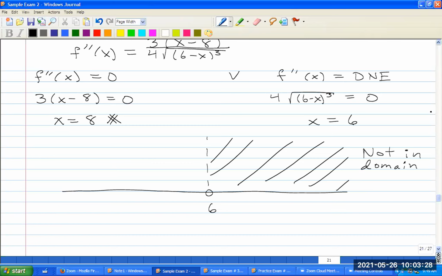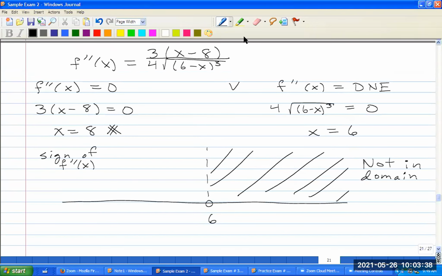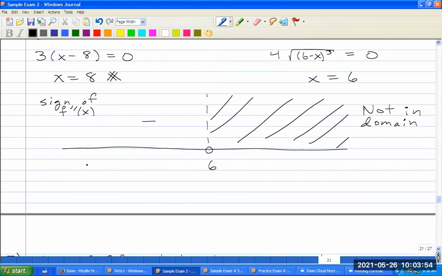Okay, so let's check the sign of the second derivative. Let's plug in 0, so negative over positive is negative. So it's concave down. So it turns out that this function is always concave downward. Okay.